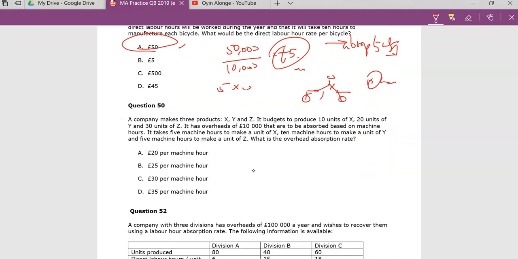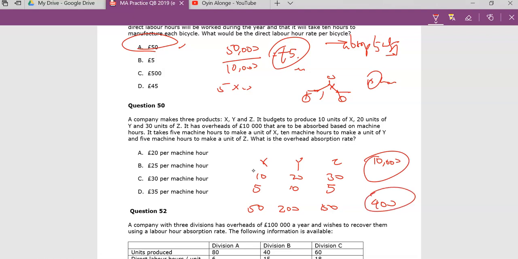Question 50. You make 3 products. You budget to produce 10 units of X, 20 units of Y, and 30 units of Z. Your overheads are 10 grand, which are to be absorbed based on machine hours. It takes 5 hours to make a unit of X, 10 to make a unit of Y, and 5 to make a unit of Z. So you have 50, you have 200, and you have 150. Overall you have 400 hours.